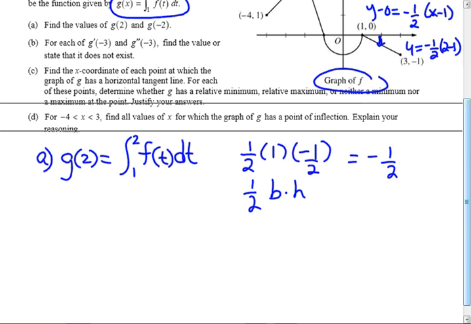Sorry. So what's the answer? Negative 1/4. Negative 1/4. You're right. I did not look at it logically. Good job. Okay, what's g of negative 2?